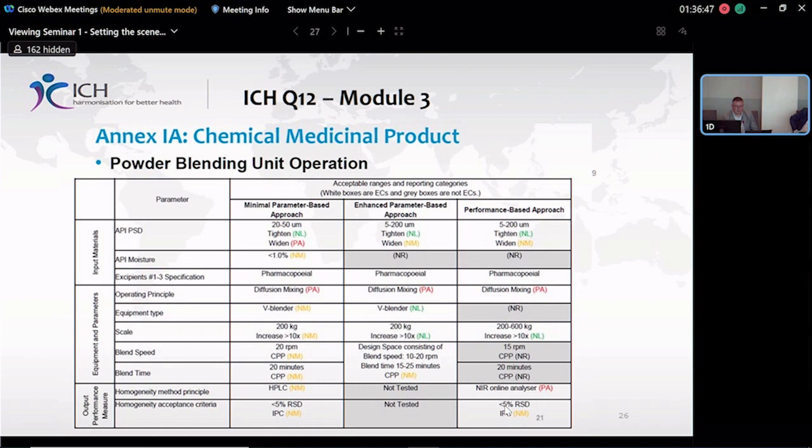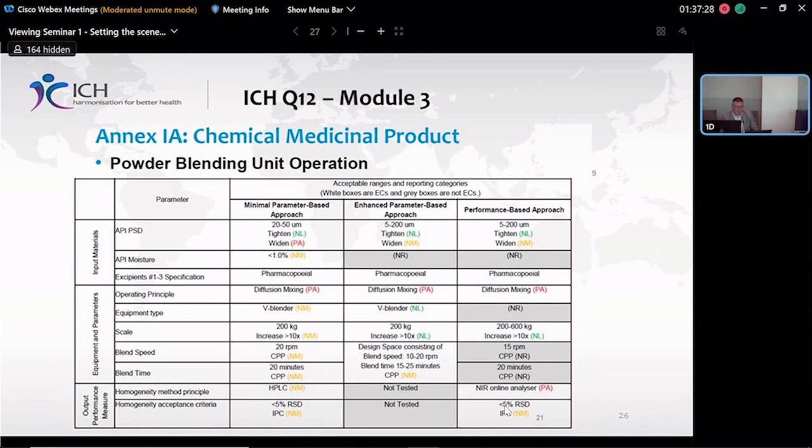They haven't looked at different types of blenders. So if you want to change the operating principle or the equipment type, that's going to require a variation. The scale they've looked at is just 200 kilos, and they haven't varied their blend speed and blend time. So following the minimal approach, their established conditions are defined. There's very few change categories at notification low. The only one that's at notification low is to tighten the particle size. Everything else is moderate or high because they don't have that detailed understanding of their product process.